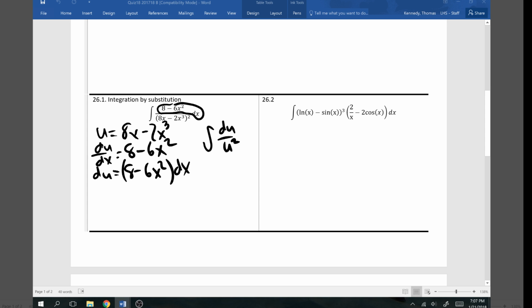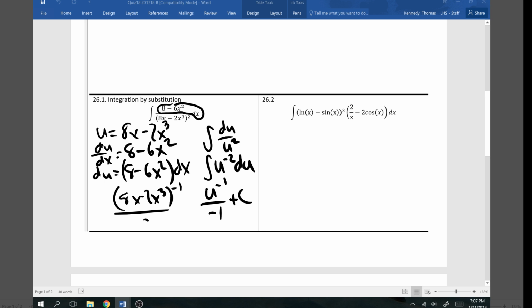A lot of people integrated this and got a u cubed over 3 on the bottom or some other stuff like that, and that was a bit of a bummer, because all you had to do is rewrite du over u squared as u to the negative 2 du, and then the doors were open to you. You raise the power by 1, divide by the new power. You just get u to the negative 1 over negative 1 plus c, and we plug in what u is, which is 8x minus 2x cubed to the negative 1 over negative 1 plus c.